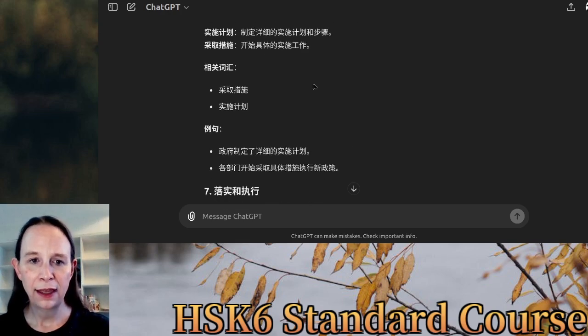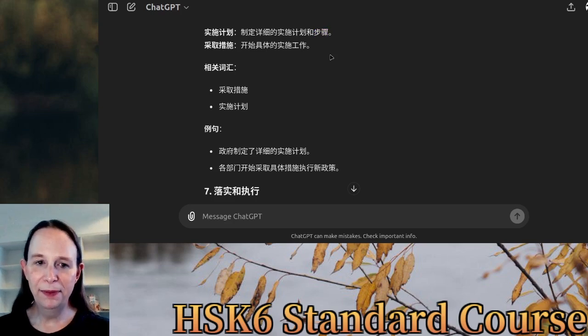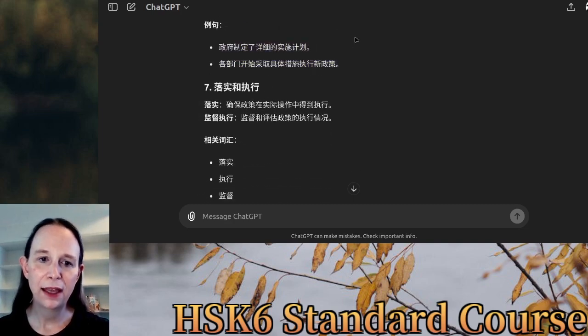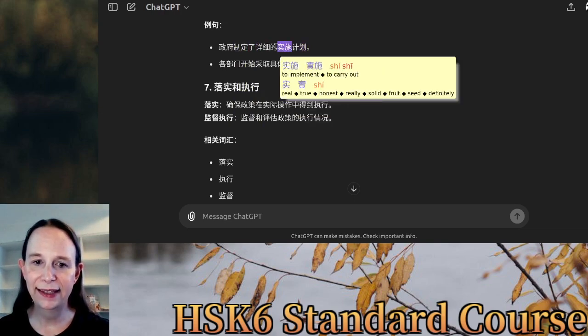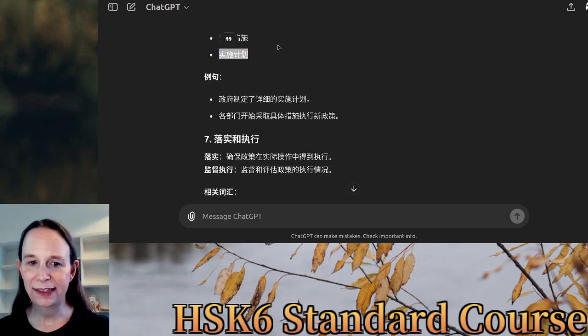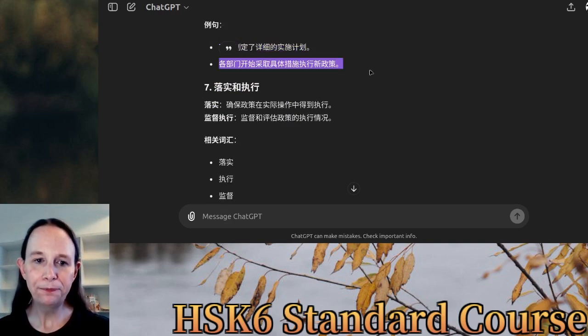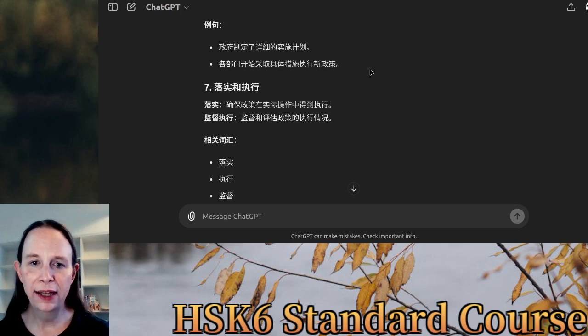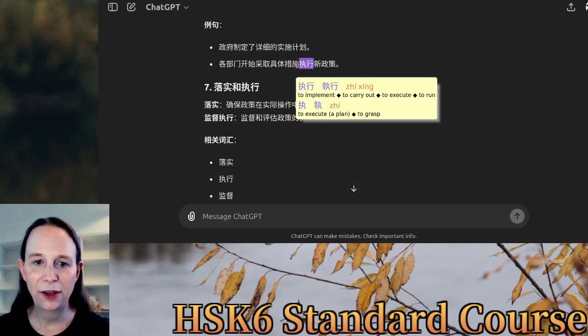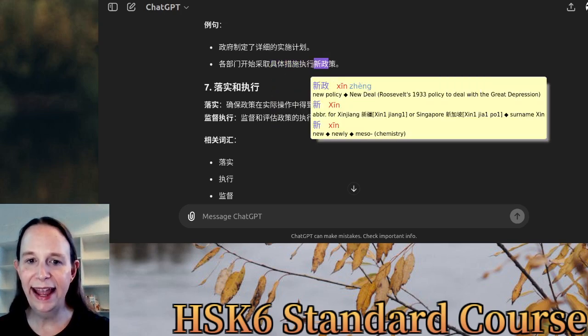实施计划，制定详细的实施计划和步骤，对吗？步骤。Okay, so this is 实施计划, so implementing the policy, 采取措施, adopting measures. 开始具体的实施工作，OK，采取措施, adopting measures, 实施计划, like implementing the plan。政府制定了详细的实施计划, so formulated a detailed action plan or something like this. Maybe it's an implementation plan. It's a plan for how you implement policy. 各部门开始采取具体措施执行新政策。So we're adopting concrete measures for carrying out the new policy.